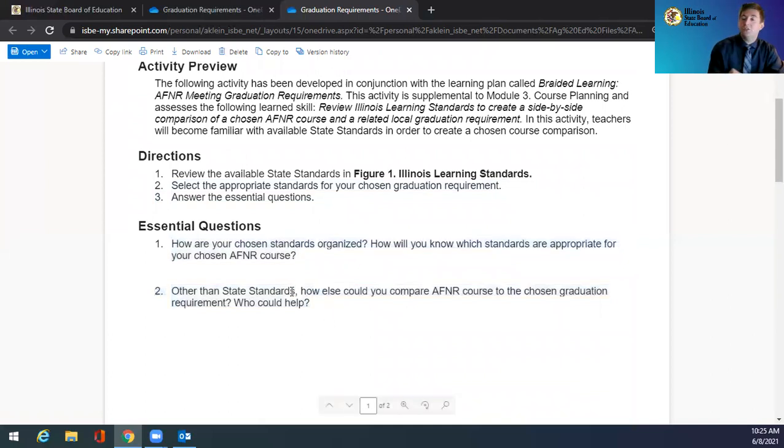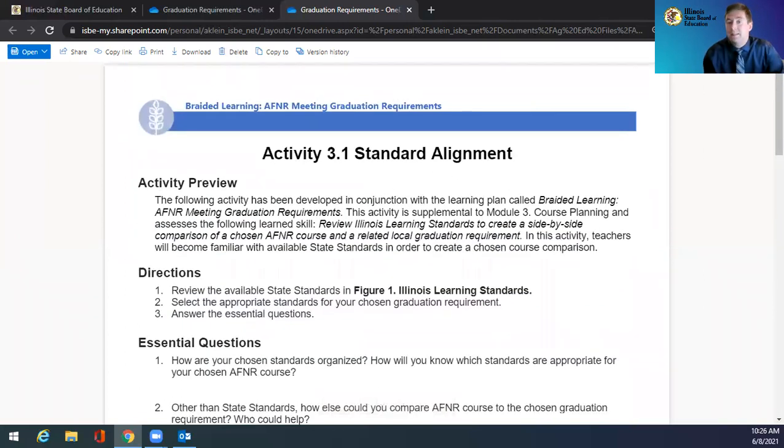The 2 essential questions you need to answer today: how are your chosen standards organized? How will you know which standards are appropriate for your chosen AF&R course? Other than state standards, how else could you compare an AF&R course to the chosen graduation requirement, and who could help? These you should answer on your own, but more importantly, discuss them with your small group as you work through activity 3.1, standard alignment.